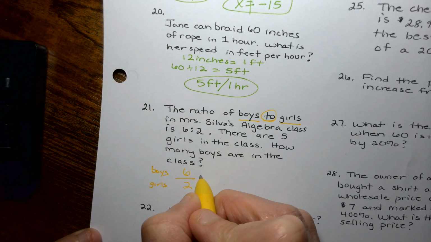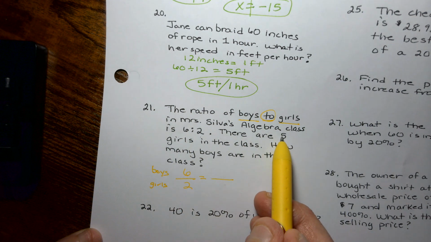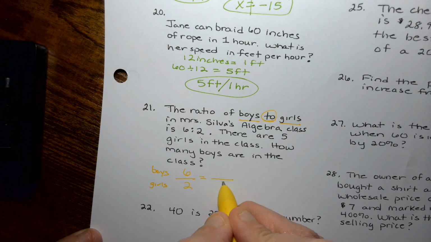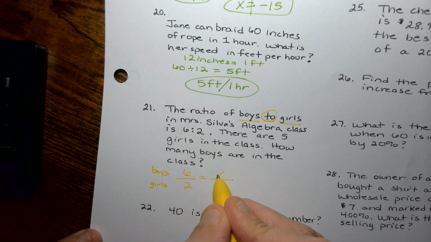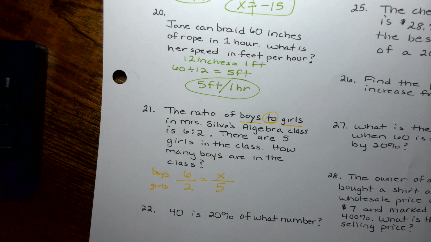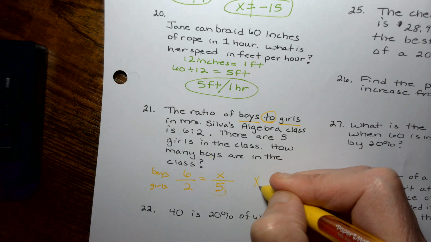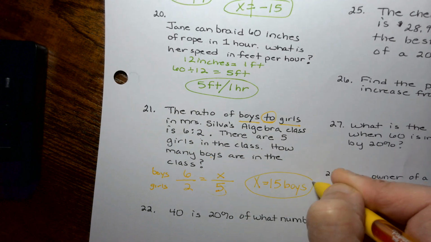So I'm going to set up a proportion here with this 6 over 2, because now it says there's 5 girls. So the girls are in the bottom, so I'm going to put the 5 in the bottom. How many boys? So the boys is what I'm trying to find, and that's going to be an x. So we can cross multiply and divide. So 6 times 5 is 30, divided by 2 is 15 boys.